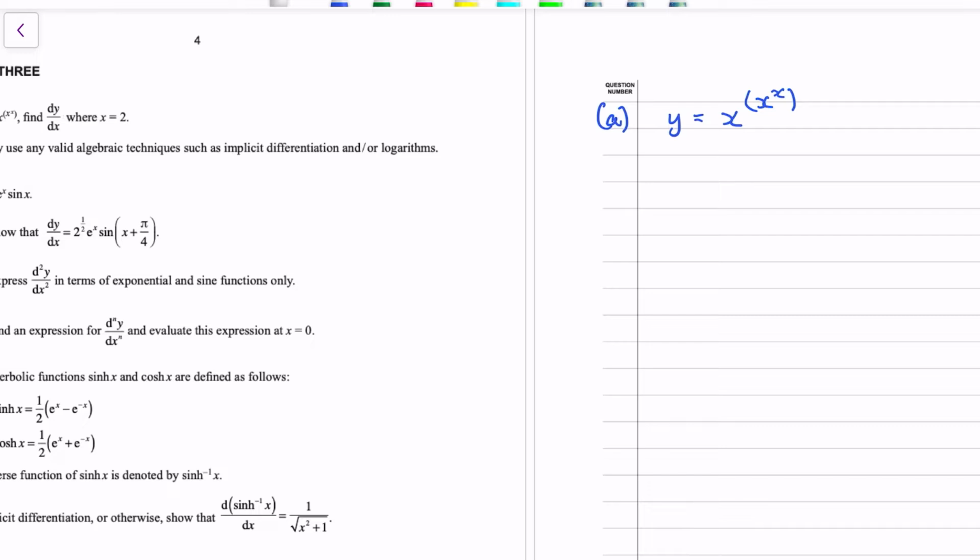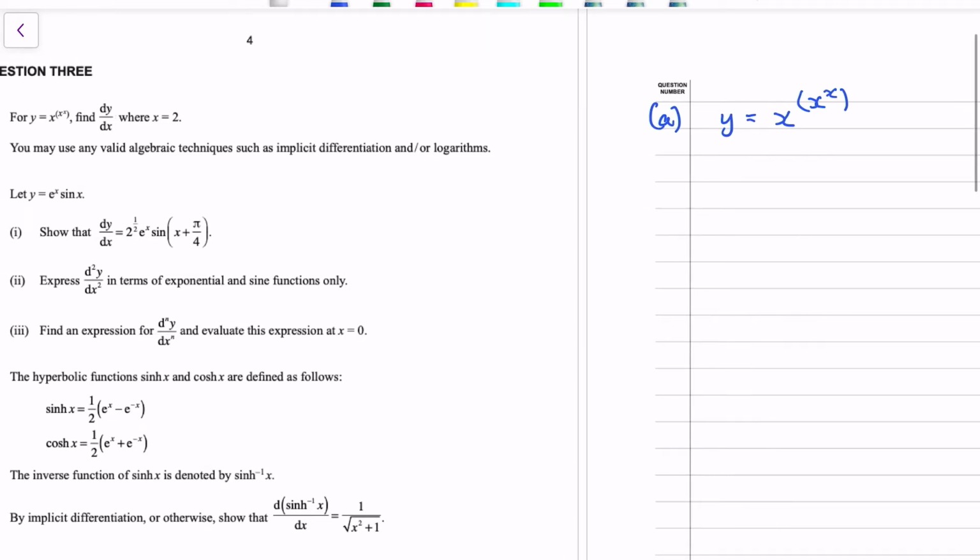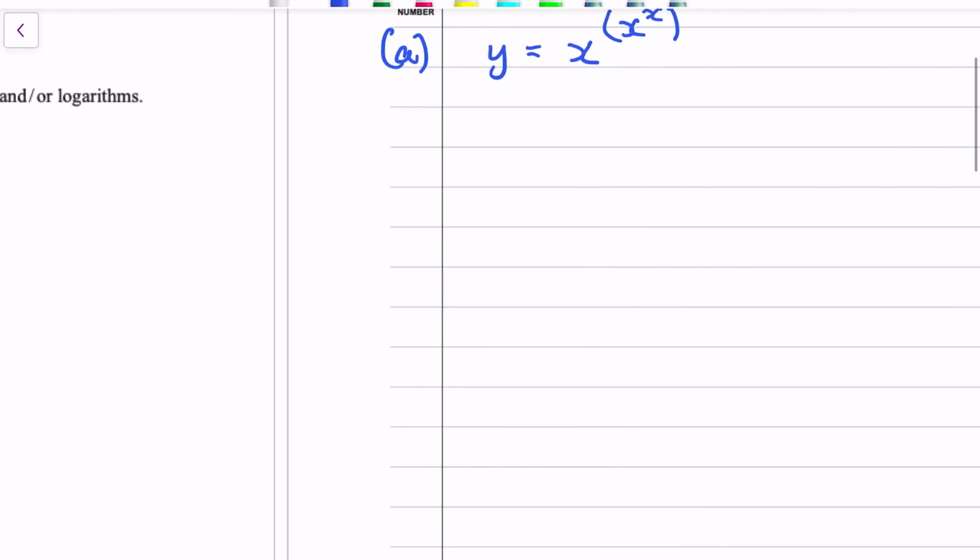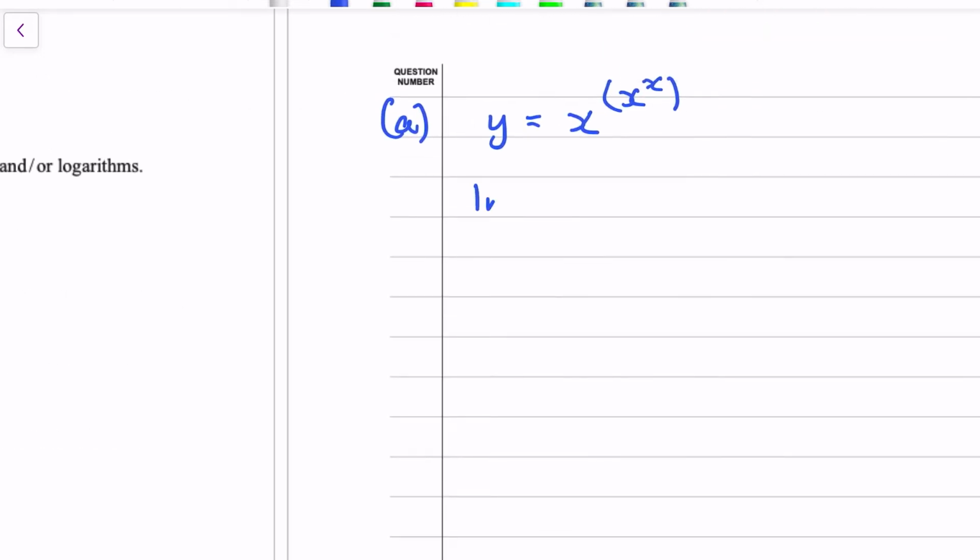The question hints, it says use any valid algebraic technique such as implicit differentiation and logarithms. So if I log both sides of this expression, so ln y, I use the natural log because I know its derivative, and ln of x to the power of x to the power of x. Now I can bring this power down the front using basic log rules.